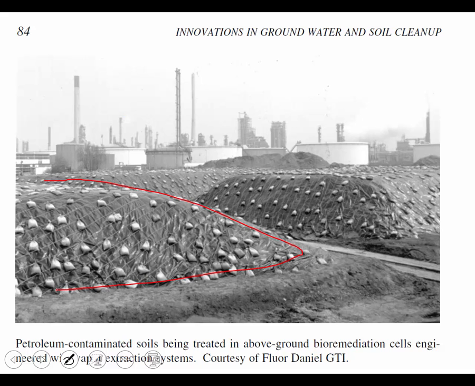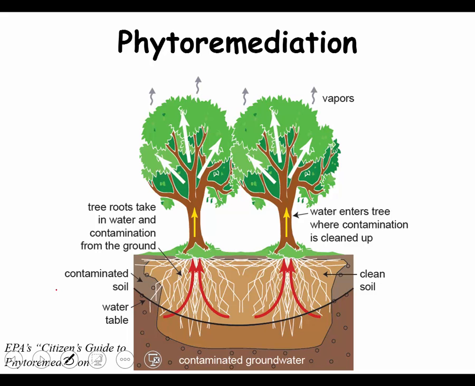Here we've got some soil that was contaminated by petroleum and is being treated by bioremediation cells. Well, that's kind of interesting. What the heck is that? Well, bioremediation can be a variety of things, but here's one example where literally the root systems of plants are picking up contaminants and releasing them into the air in forms that are cleaner or less serious.